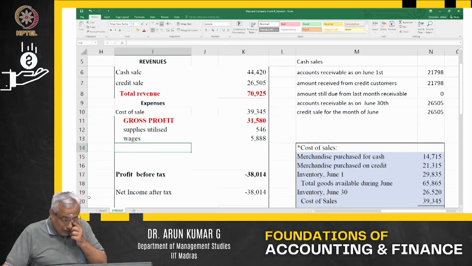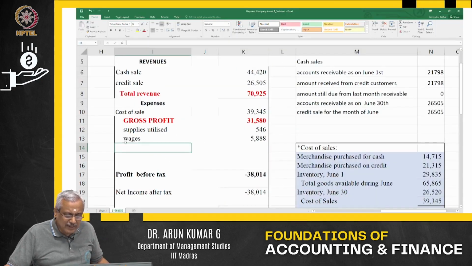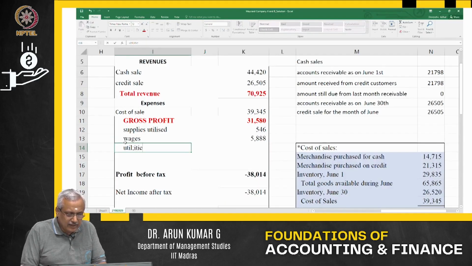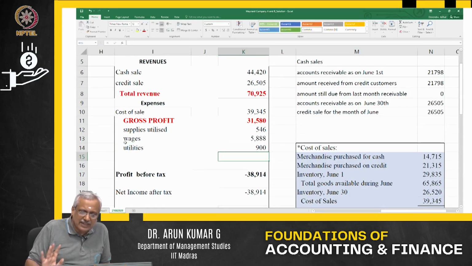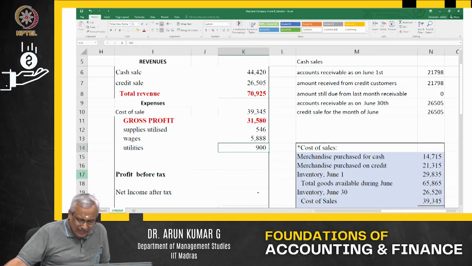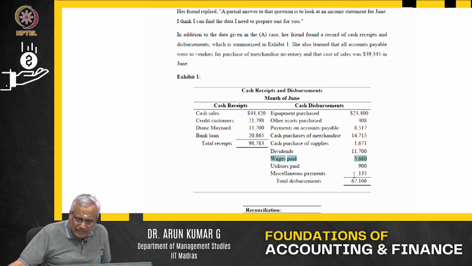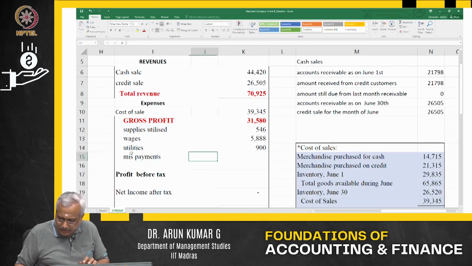Next, if I look at my sheet out here, it says something called utilities paid 900. There is nothing I see in terms of accrued or pending out there. So, I have paid utilities 900 out there. Next, any other cash payment? Well, no, everything is done. Miscellaneous payment, there is something called miscellaneous payment to the extent of about 135 rupees. I will say miscellaneous payments, 135 rupees.